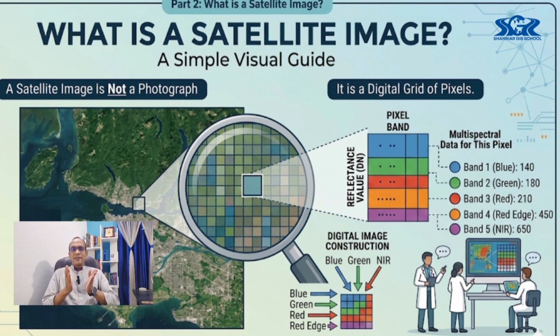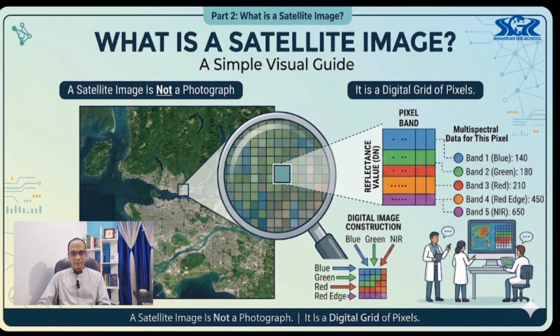The satellite does not see a photograph, it sees a vertical stack of individual band numbers for every single pixel of Earth. Finally, look at the scientist on the bottom right. Their job, as shown in the digital image construction diagram, is to take these separate raw data channels, blue, green, red edge, and NIR, and use image processing software to combine them. By layering these separate bands together, they create the complex, highly detailed multispectral image that we use for GIS analysis.